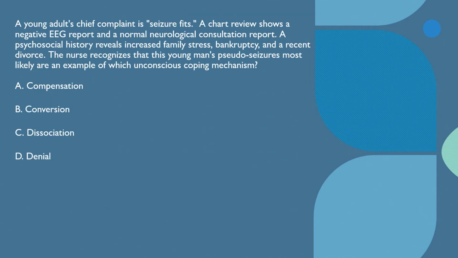A young adult's chief complaint is seizure fits. A chart review shows a negative EEG report and a normal neurological consultation report. A psychosocial history reveals increased family stress, bankruptcy, and a recent divorce. The nurse recognizes that this young man's pseudo-seizures most likely are an example of which unconscious coping mechanism: A. Compensation. B. Conversion. C. Dissociation. D. Denial.